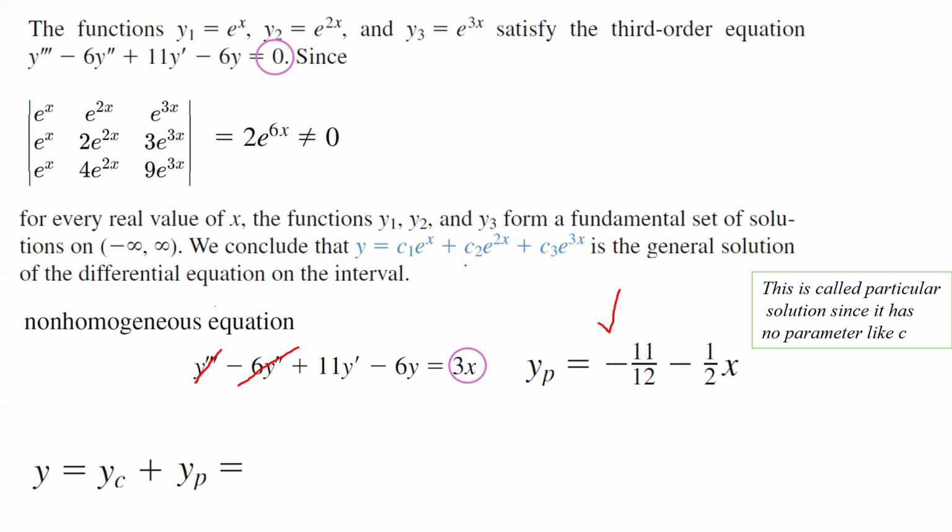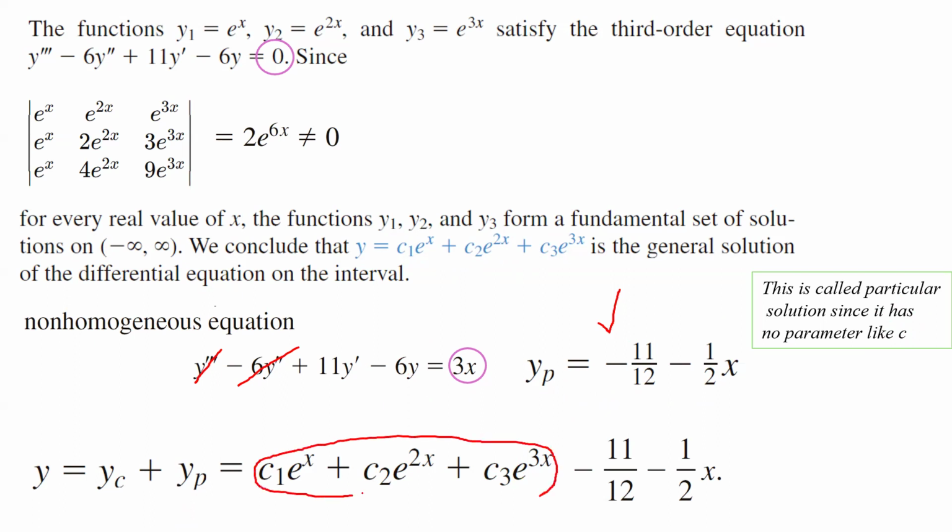But what is y sub c? y sub c is c1 e to the x plus c2 e to 2x plus c3 e to 3x, and y sub p is negative 11 over 12 minus a half times x. So basically, you are taking the fundamental set solutions, writing the linear combination, and adding it to the particular solution.